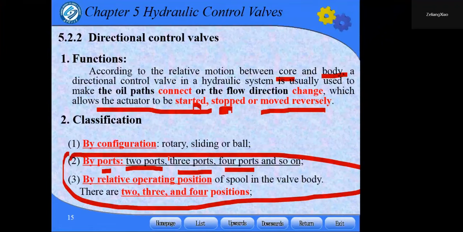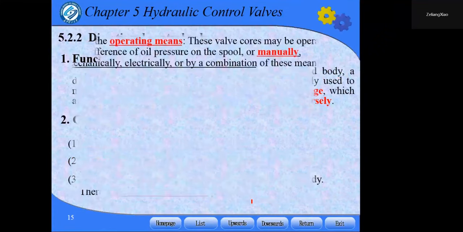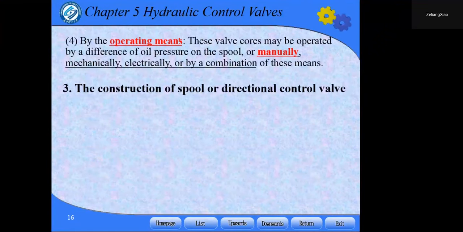This type, port and position, we can see. By the operating method, this valve's spool may be operated by differences of oil pressure on the spool, or manually, mechanically, and electronically, or by a combination of these means. The construction of spool directional control valves.